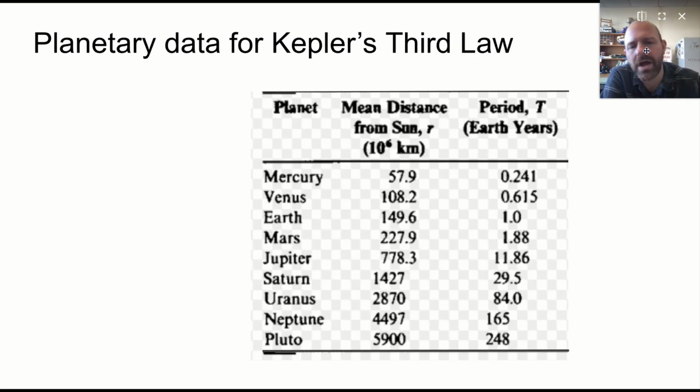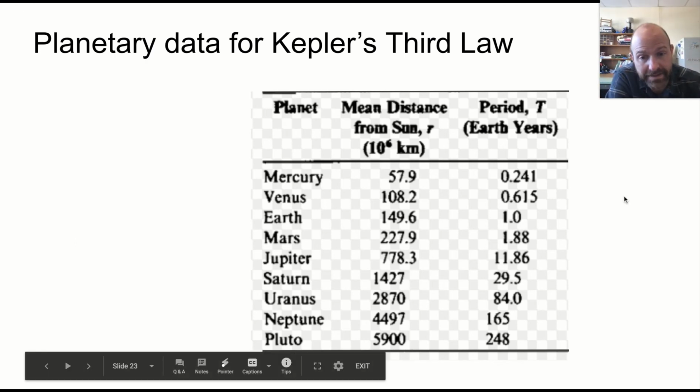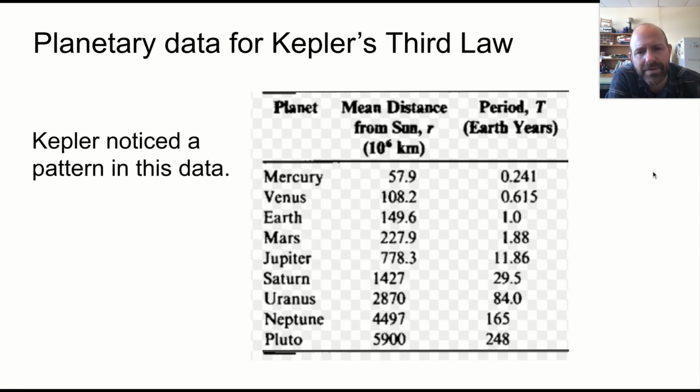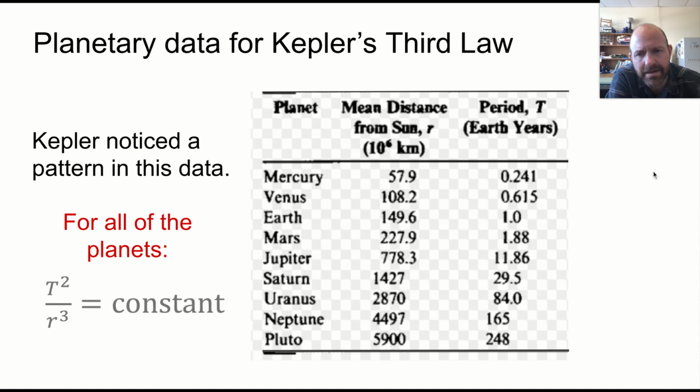And the third law talks about some interesting relationships between mean distance from the sun, r, which would be the orbital radius if it were a circle, and the period in Earth years. So Kepler did a lot of observing of planetary motion. And if you look at all these numbers, they probably don't mean anything to you. They don't mean anything to me just off the top of my head. But Kepler found that if you did something like square the period and divide it by the mean distance from the sun, or orbital radius, cubed, you got a constant.